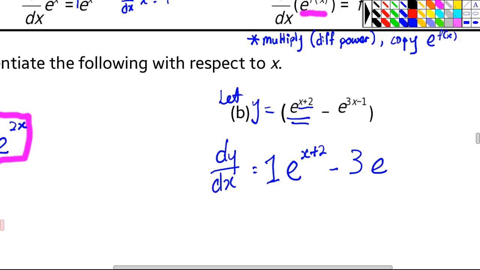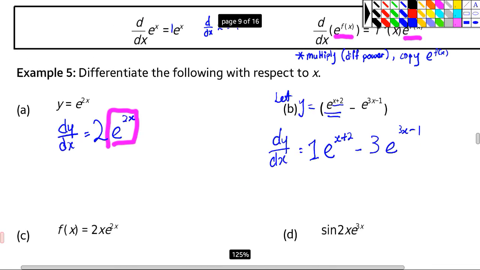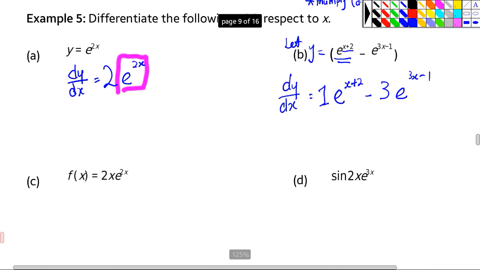What was the second one? Minus 3e^(3x+1). Minus 1. The answer. Easy? Quite easy, huh? No, later then difficult already. The third one. What is this?